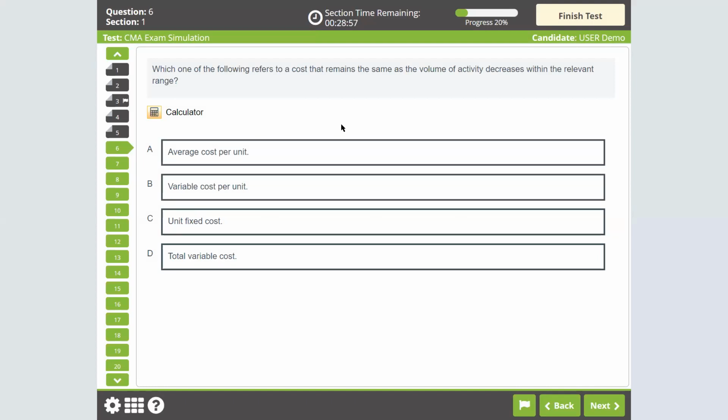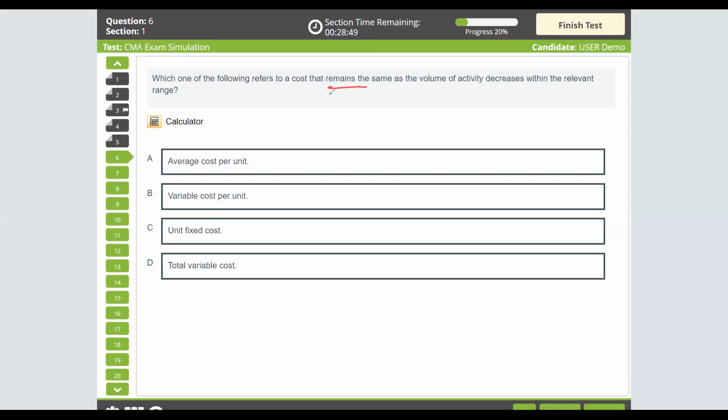All right, which one of the following refers to a cost that remains constant? Do my notation. Remains constant, remain the same as the volume of activity increases or decreases within the relevant range. So we have relevant range. All right, this question, I will answer it in my mind before I look at the answer choices.